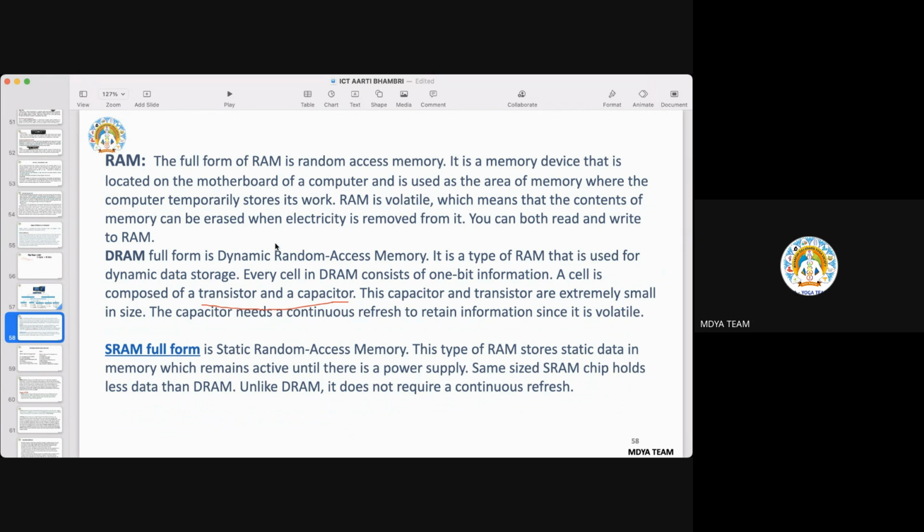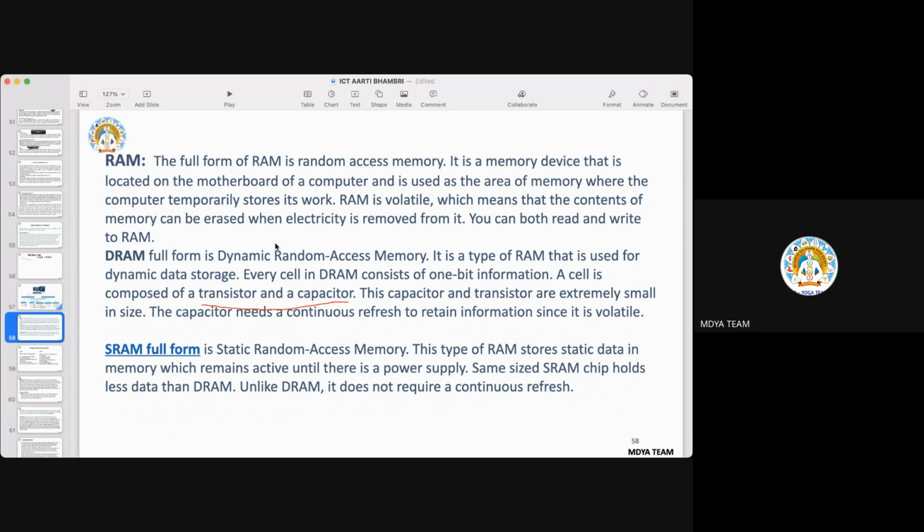And the capacitor needs to be continuously refreshed to retain the information. Otherwise, if the electricity or power is switched off, for any reason, then it loses its information. So that's why they are called volatile memory. RAM memories are volatile memories.